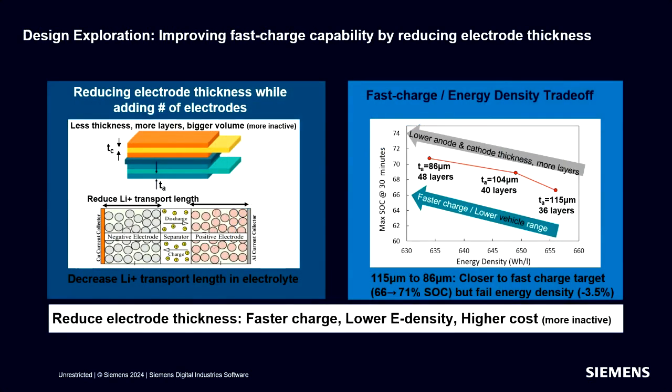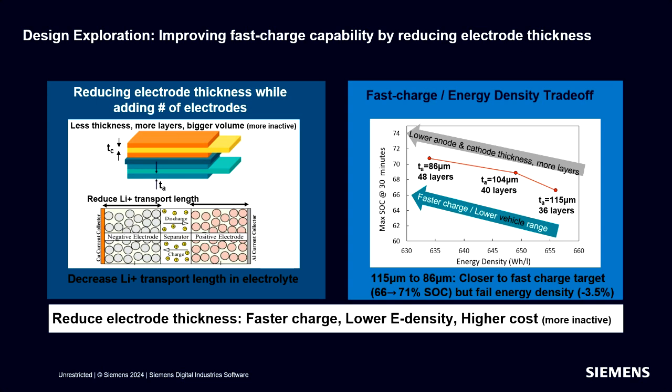So we found that that initial design is unable to meet the fast charge requirement of going from 0 to 100% SOC within 30 minutes. And the question now becomes, what can we change in the cell design to improve fast charge capability? Now we have to assume that the material selection is fixed by the suppliers, and therefore we cannot change the particle size or the anode cathode chemistry.